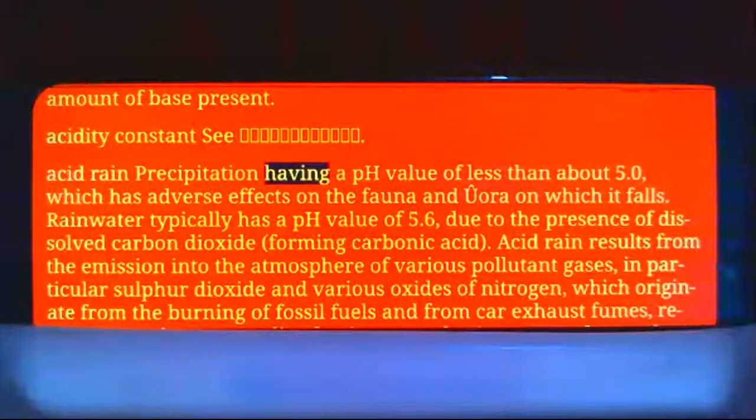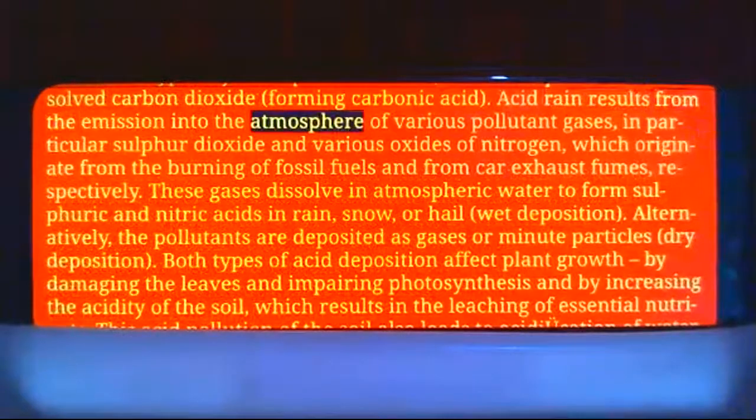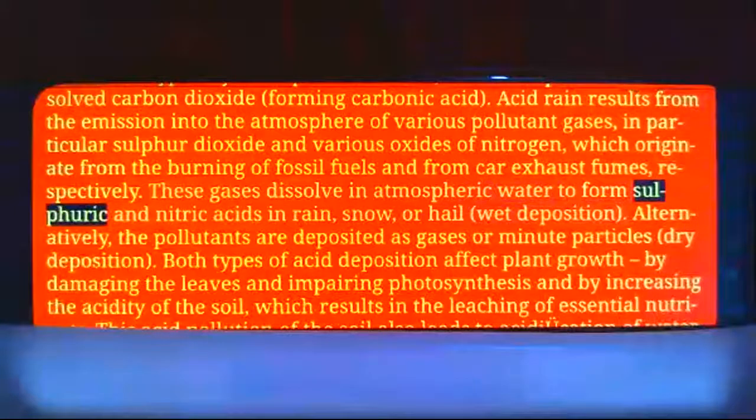Acid rain: precipitation having a pH value of less than about 5.0, which has adverse effects on the fauna and flora on which it falls. Rainwater typically has a pH value of 5.6 due to the presence of dissolved carbon dioxide forming carbonic acid. Acid rain results from the emission into the atmosphere of various pollutant gases, in particular sulfur dioxide and various oxides of nitrogen, which originate from the burning of fossil fuels and from car exhaust fumes, respectively. These gases dissolve in atmospheric water to form sulfuric and nitric acids in rain, snow, or hail (wet deposition). Alternatively, the pollutants are deposited as gases or minute particles (dry deposition).